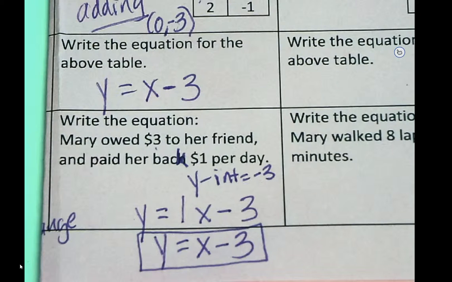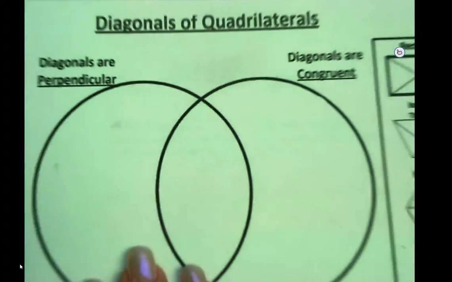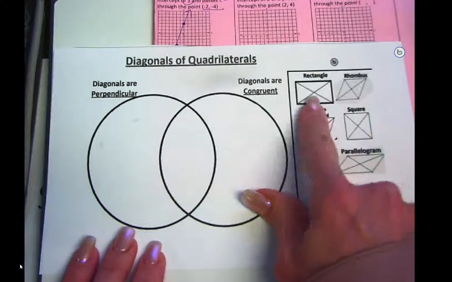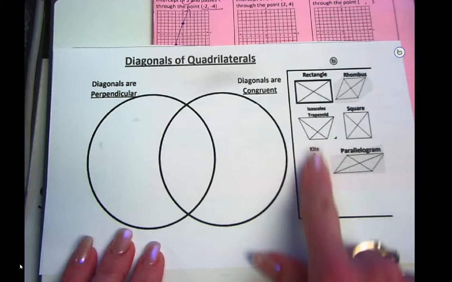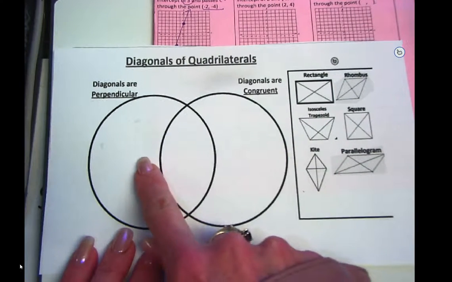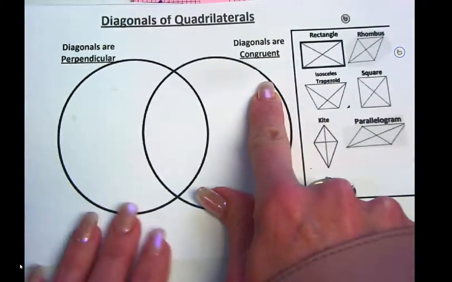So what we're going to do now is you guys are going to complete, Genesis, can you pass these out? You're going to be thinking about what we did yesterday with the diagonals. So we're looking at diagonals of quadrilaterals. It's already kind of done for you. You can see that the diagonals are already drawn. What I want you to do is to redraw these shapes in the appropriate place on the Venn diagram.